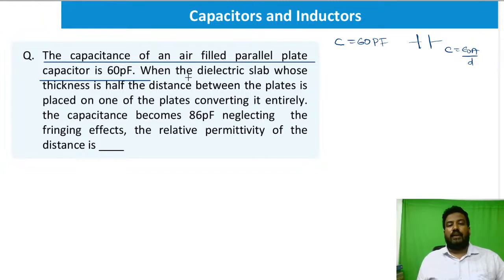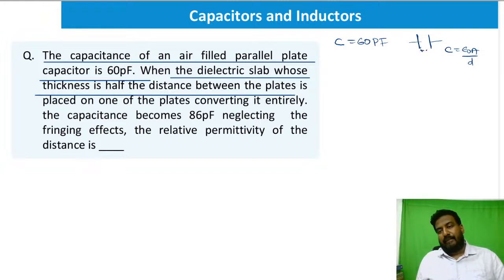Now what is it saying? A dielectric slab whose thickness is half the distance between the plates is introduced. The distance between the plates is D. Now I am considering half the distance between the plates as the thickness. So what is the new capacitor? The new capacitor has D by 2 as the thickness.